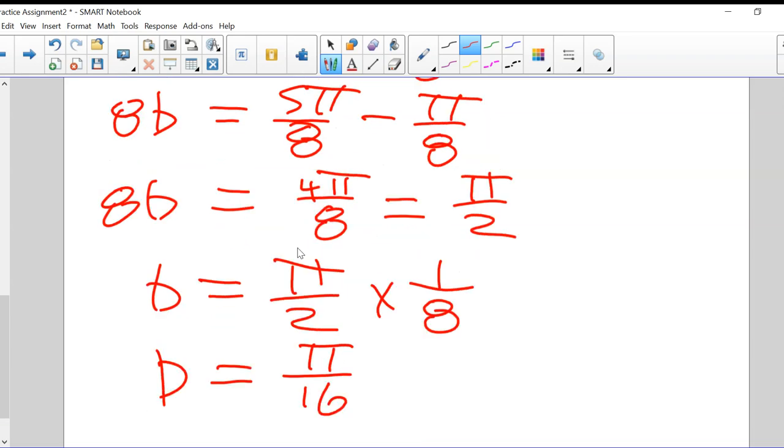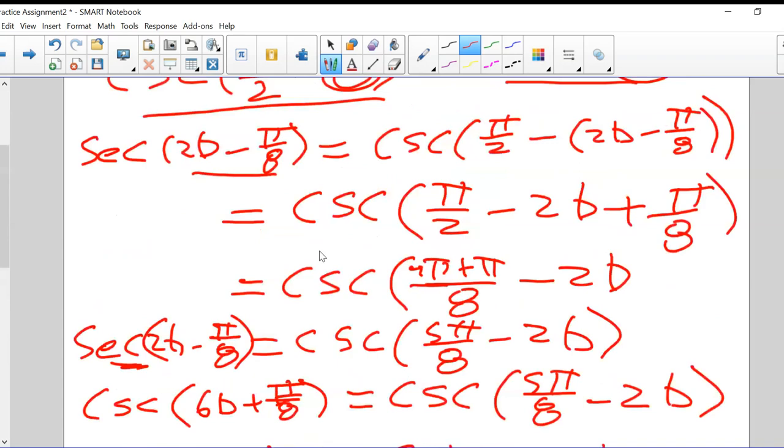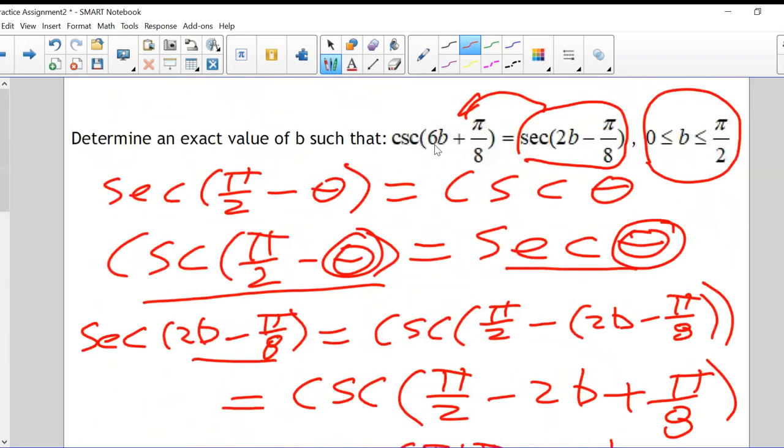And of course, as usual, you can always test that out by putting that back into the equation. The cosecant of 6 times the pi over 16 that we just got, plus the pi over 8, should be equal to the secant of the 2 times the pi over 16 minus pi over 8. Again, you can try that out on your own time. Why do we multiply by 1 over 8, Kayla?